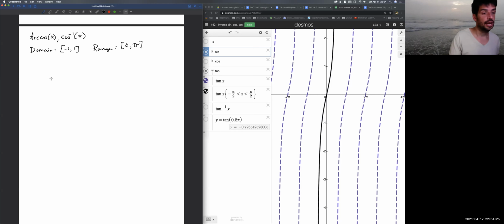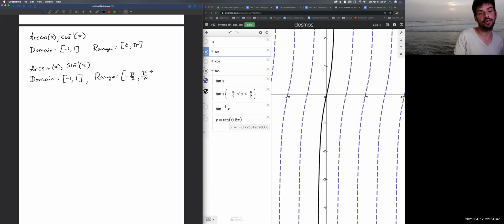And then we'll have arc sine, or sine inverse of x. The domain is the same, -1 to 1. The range is a little different. We made a different choice. It's looking for angles between negative pi over 2 and pi over 2. And then arc tan, or tangent inverse, is going to have, now this one's a little bit different.